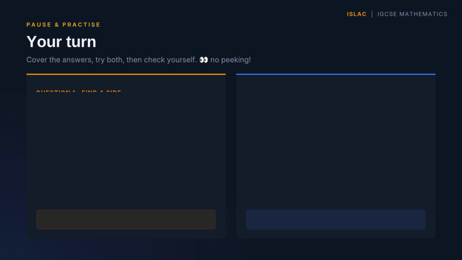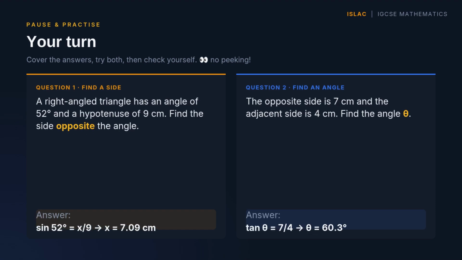Pause the video and try these 2. The first is a side, the second is an angle. The answers are on screen, so cover them, work it out, then check. Comment your answers below.